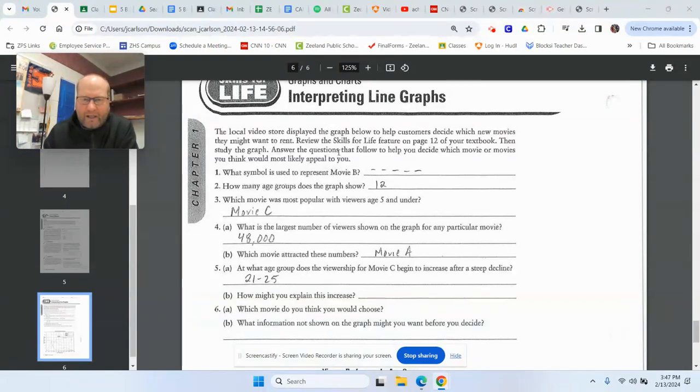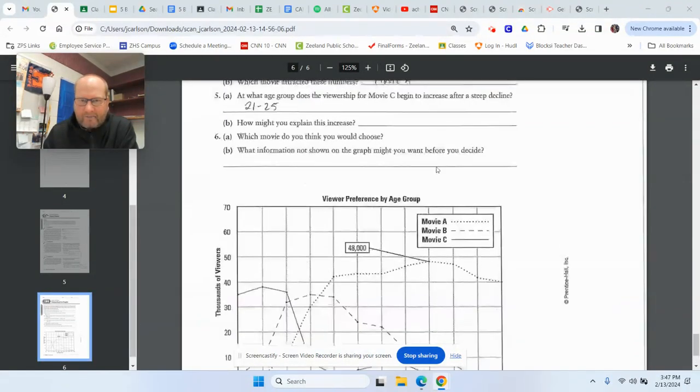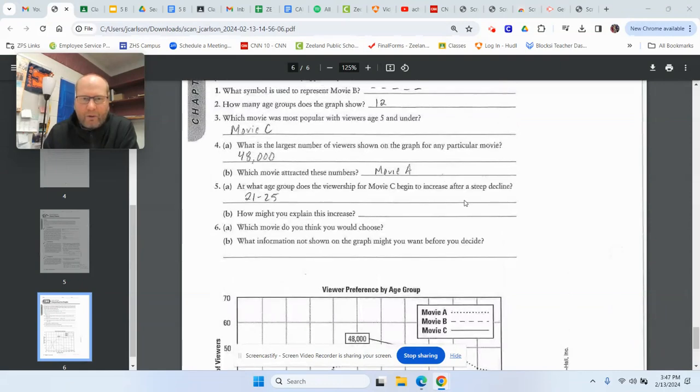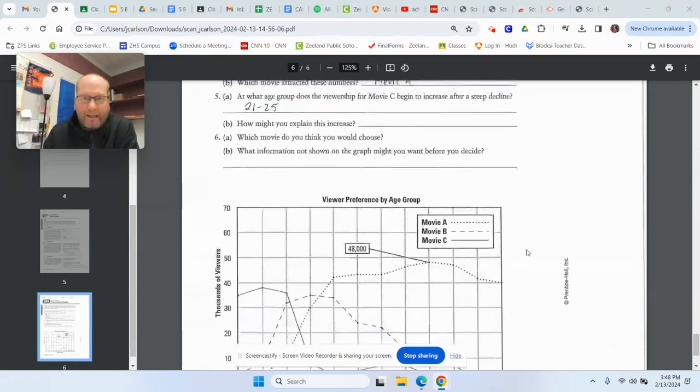What symbol is represented by movie B? That's that little longer middle line, as it says up here in the key. Number 2, how many age groups does the graph show? Well, we look down here, number of age groups. We've got 0 to 5, 1, 2, 3, 4, 5, 6, 7, 8, 9, 10, 11, 12. So 12 different age groups are being analyzed.